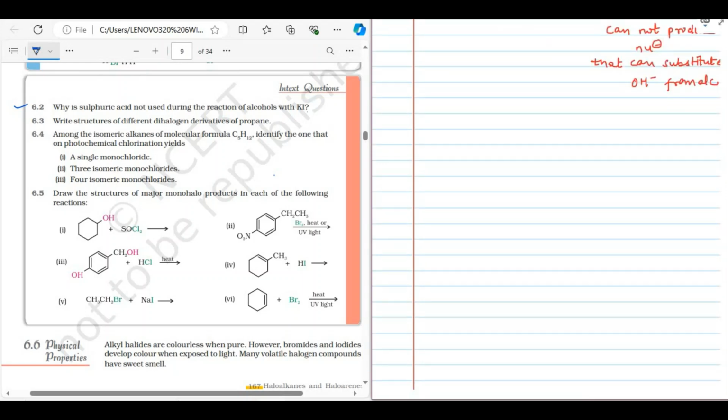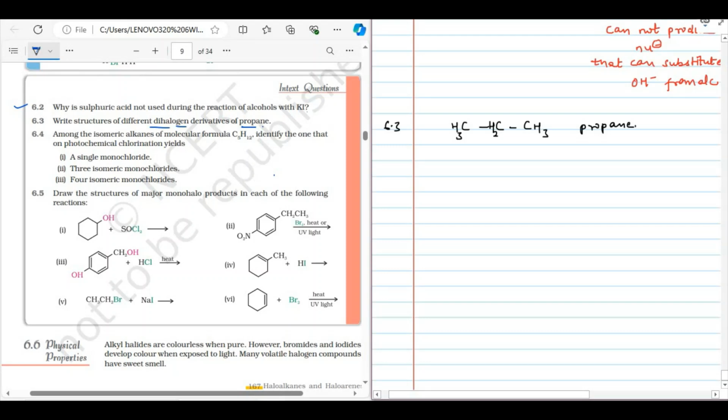Write the structure of different dihalogen derivatives of propane. So here you have to form dihalogen derivatives. This is question number 6.3. First of all, draw the structure of propane. Propane contains 3 carbons. Now balance the hydrogens. So here CH3, CH2 and this is CH3. So this is propane.